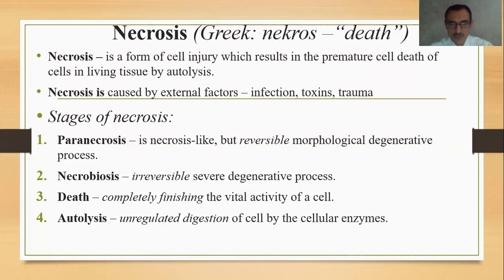First, perinecrosis, which is a necrosis-like but reversible morphological degenerative process. Second, necrobiosis, which is an irreversible severe degenerative process. Third, death, the complete finishing of the vital activity of a cell. And fourth, autolysis, unregulated digestion of the cell by cellular enzymes.